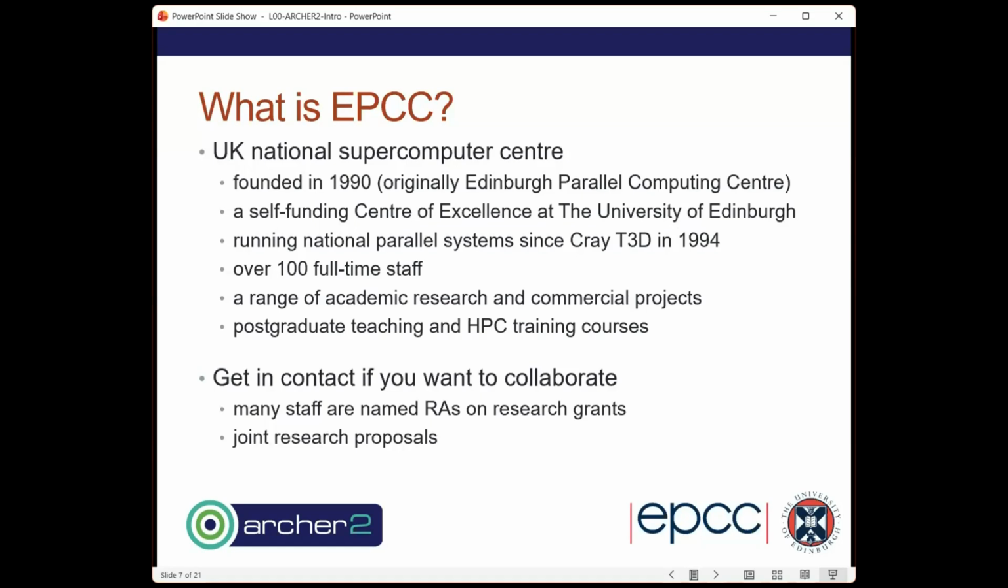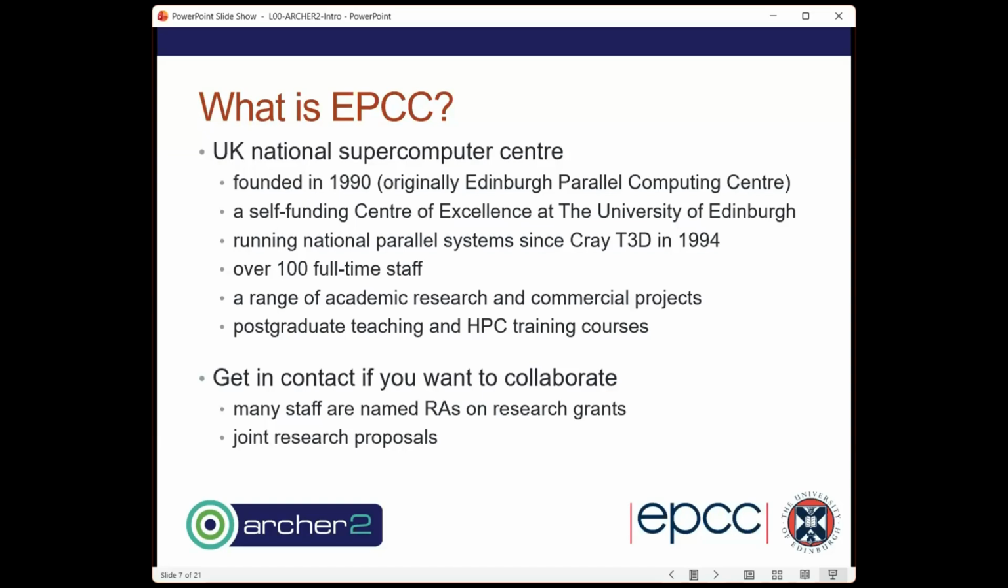But over 100 of us, we do academic and commercial projects, and also postgraduate teaching and HPC training courses. I'll mention that very briefly. The reason I mention this is if you come to this course, and that's very interesting, but I'd like to collaborate with the EPCC afterwards. How do I do this on my research project, for example?